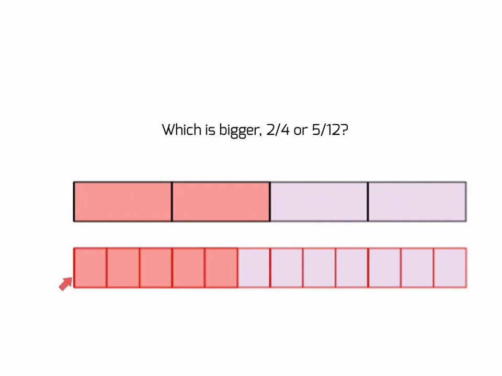Now the 5 twelfths, I've got the same strip of a block with the same length, and I've divided it into 12 pieces, and this time I'm going to be shading 5. Now, using this visual method, which you can use a fraction rule for, you can see that 2 quarters is bigger than 5 twelfths.